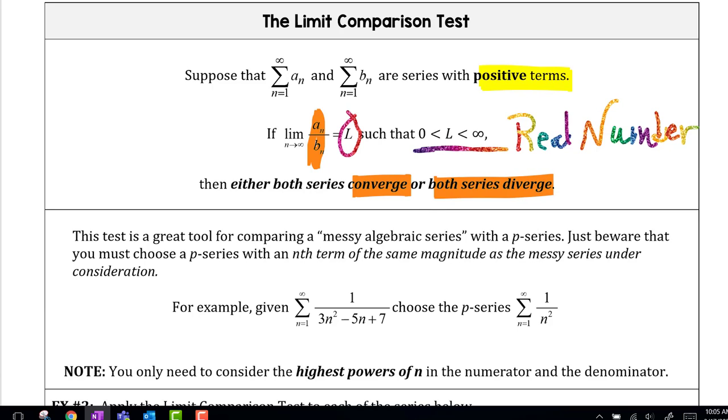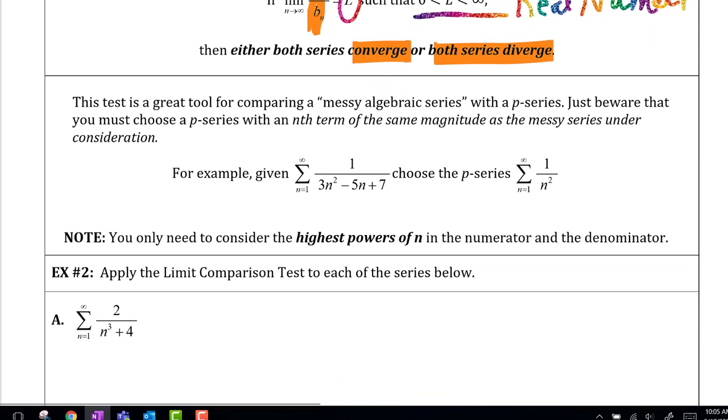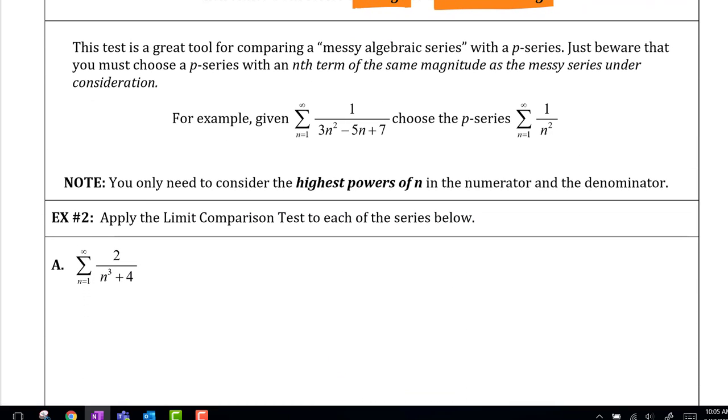This is the idea again, because you're comparing the two series: you choose one that you know either converges or diverges. Then if you do the limit comparison test, they both have the same behavior. As it states here, this test is a great tool for comparing messy algebraic series, such as the one given in the example here. That can be kind of messy, and we can compare it to something pretty simple that we know converges, like 1 over n squared. That's a simple p series that does converge.